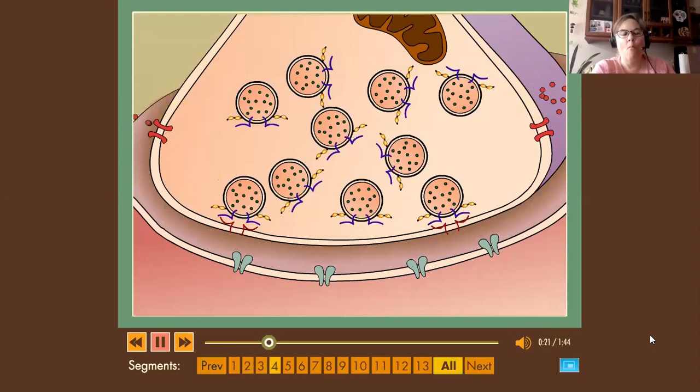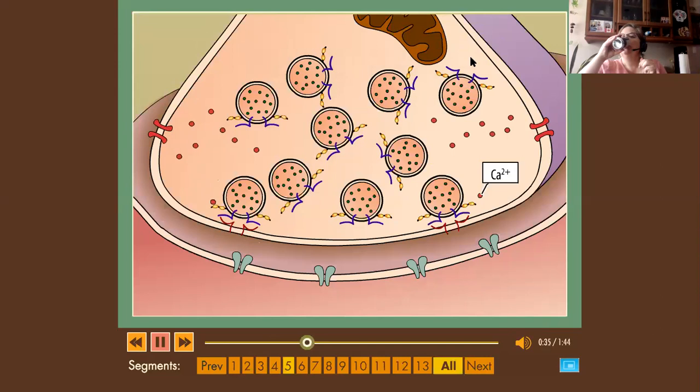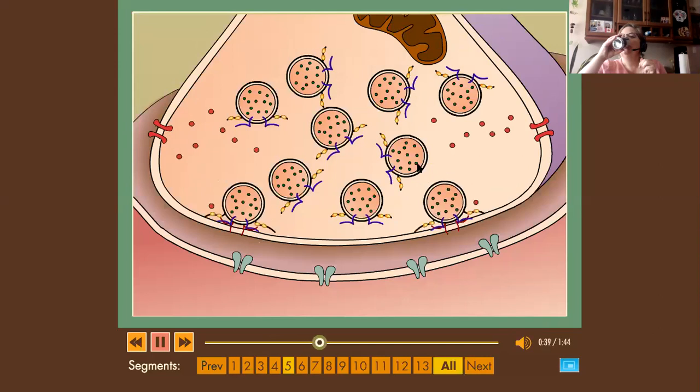Arrival of the action potential at the axon terminal causes voltage-gated calcium ion channels to open. The opening of these channels allows calcium ions to flow down their concentration gradient into the axon terminal. Arrival of calcium ions in the axon terminal causes synaptic vesicles to migrate to the presynaptic membrane.